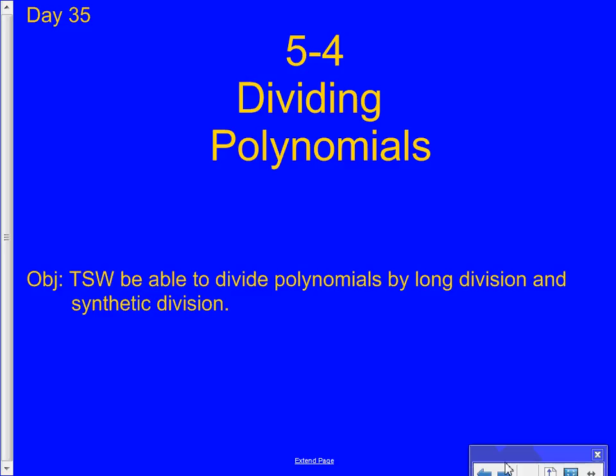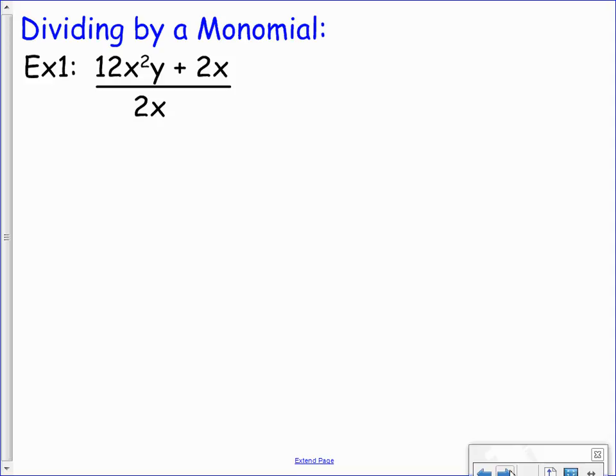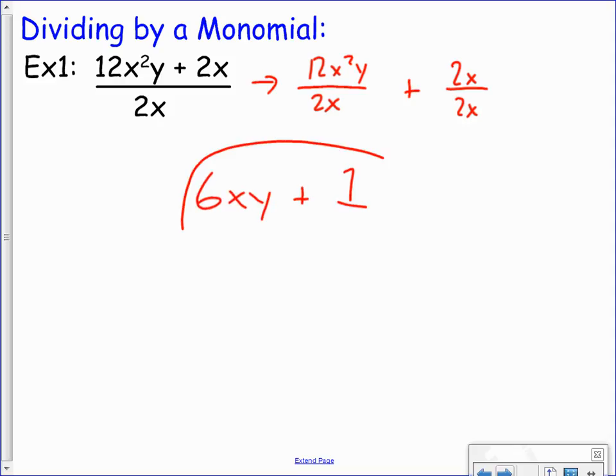So here we go. Let's start with something easy, and you have done this before. Basically, the number at the bottom is like a GCF. So you just divide each thing. This is just for writing it out, okay? If you're dividing by a monomial, you divide each different part. You can think of it as 12x squared y divided by 2x, separated by 2x over 2x, because it's the same denominator. And then you just simplify each little thing. The first one simplifies to 6xy plus 1, the end. So you divide by a monomial, easy day.